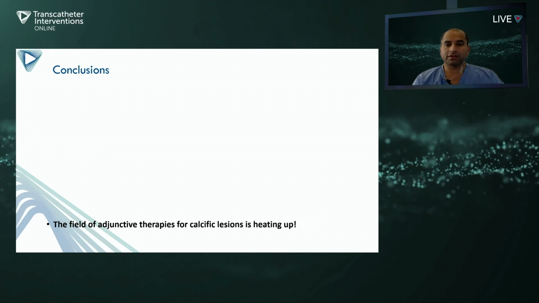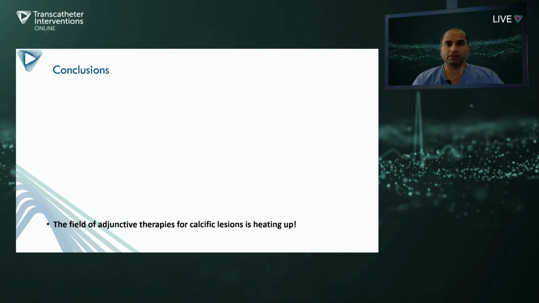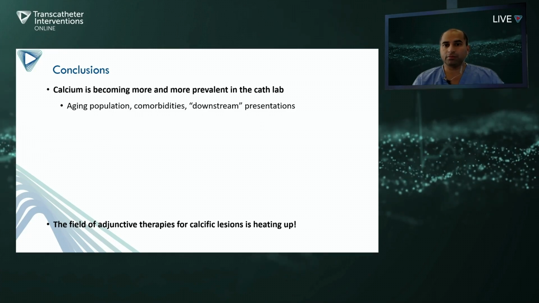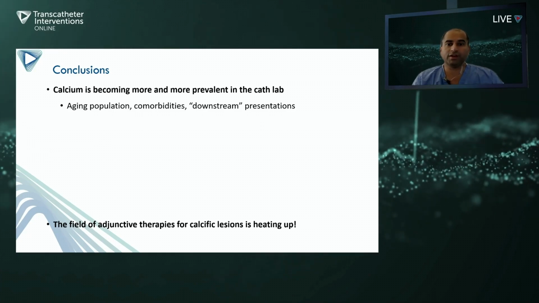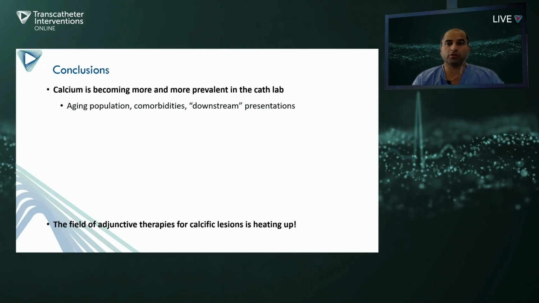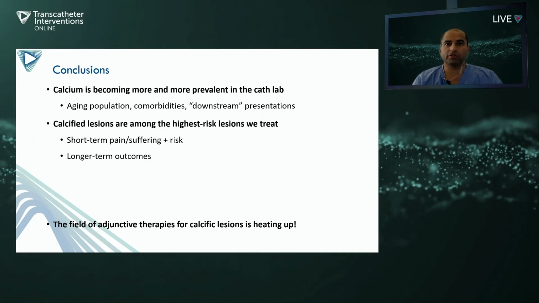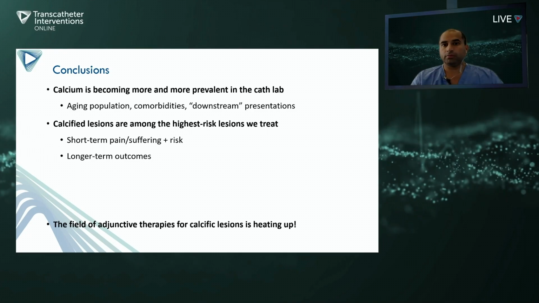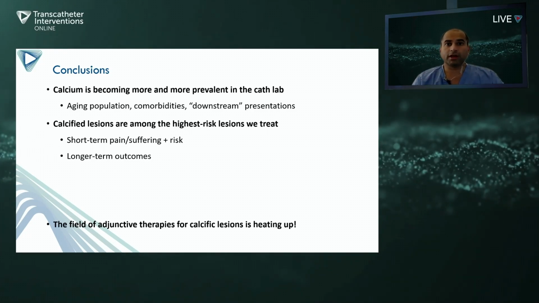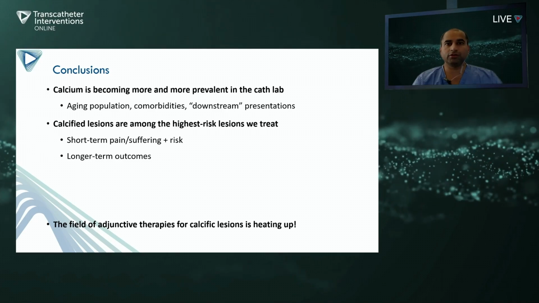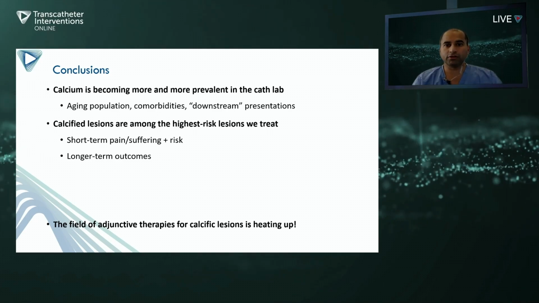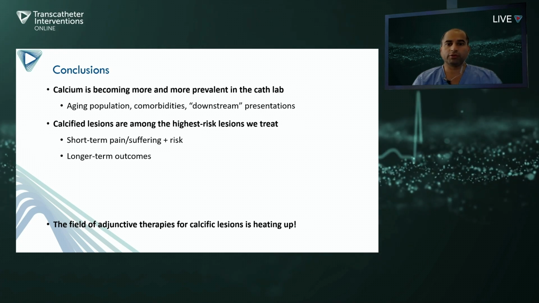So to conclude, I'll say, number one, the field of adjunctive therapies for calcific lesions is certainly heating up. But because of that, we have more data. We need to accept the fact that it's becoming more and more prevalent in the cath lab with an aging population, those with comorbidities and downstream presentations, medical management first, lots of statins, more calcification, and then they go to the lab later. These are among the highest risk lesions we treat, cause increased pain and suffering for us, certainly in the lab, hopefully not to the patient, also greater risk, and longer-term outcomes are worse with calcified lesions as well.